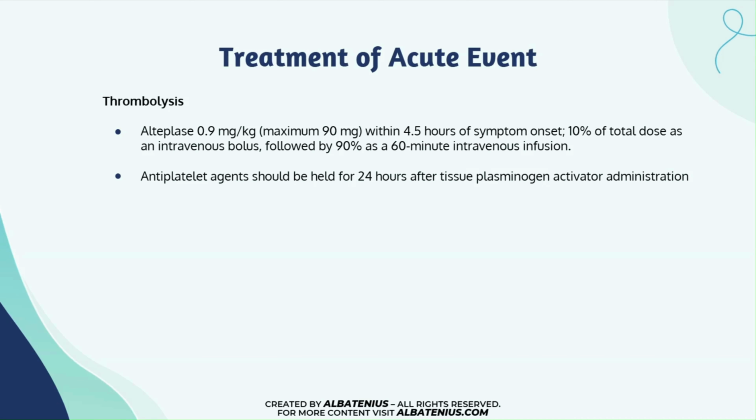Our first line choice is Alteplase. We will give 0.9 mg per kg, maximum of 90 mg, within 4.5 hours of symptom onset. 10% of this total dose will be given as an intravenous bolus, followed by the remaining 90% as a 60-minute intravenous infusion. We have to be careful because any antiplatelet agent, aspirin or clopidogrel, should be held for 24 hours after tissue plasminogen activator administration.